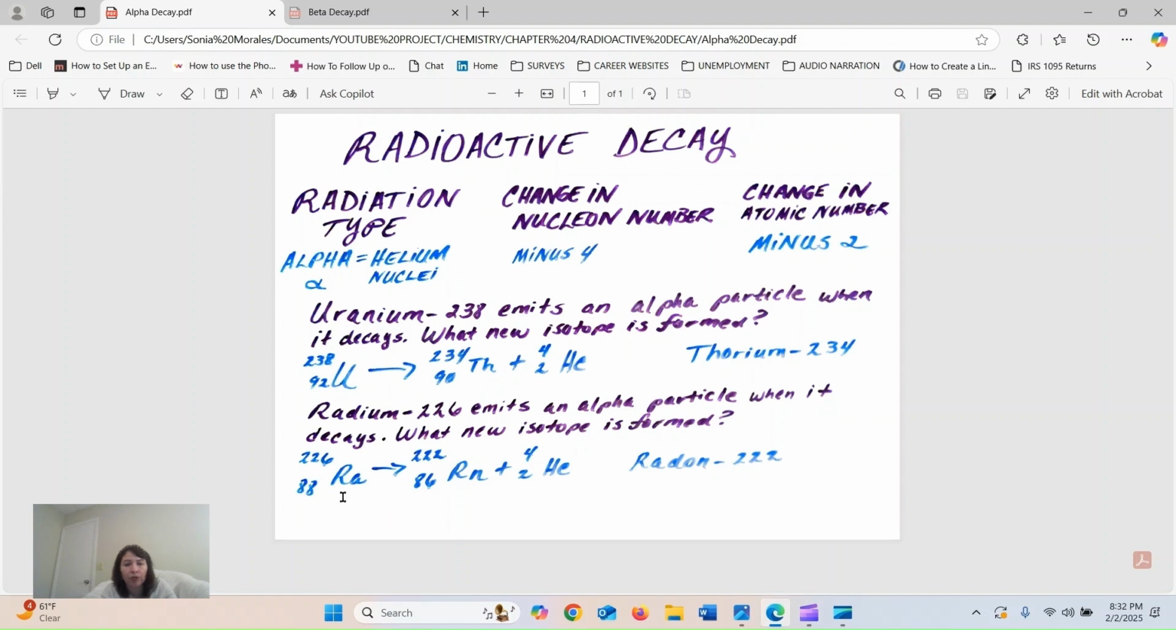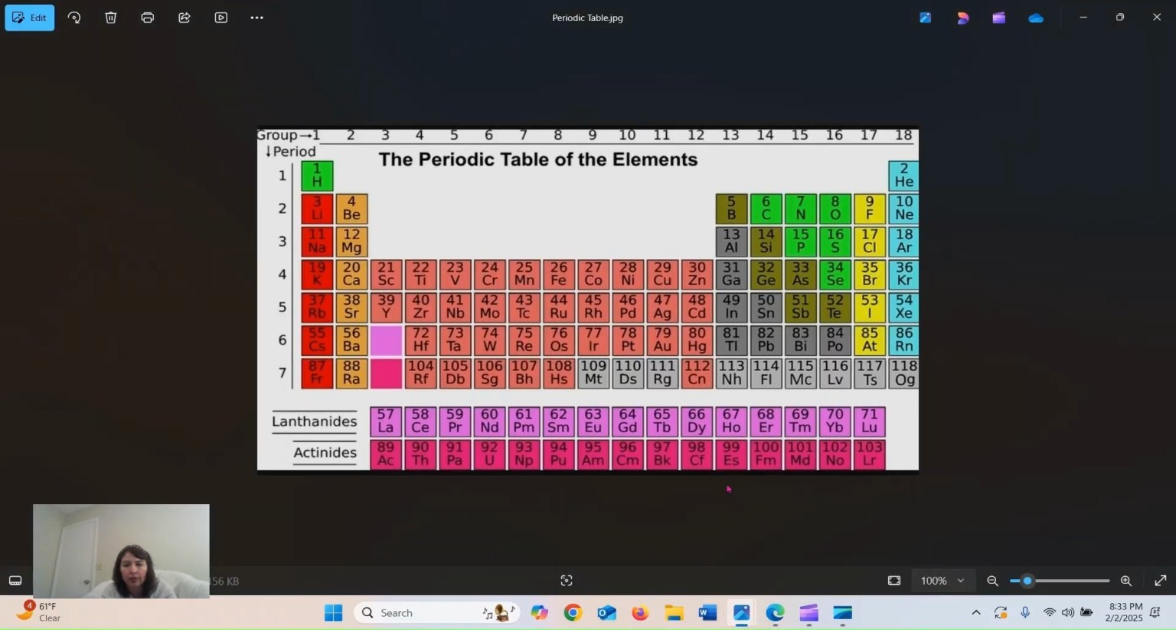Here's a symbol for radium, Ra. The top number is the nucleon number, in this case 226, and the bottom number is the atomic number, which is 88. Now let's go to the periodic table of elements. If you go to element 88, it's radium. There you go.